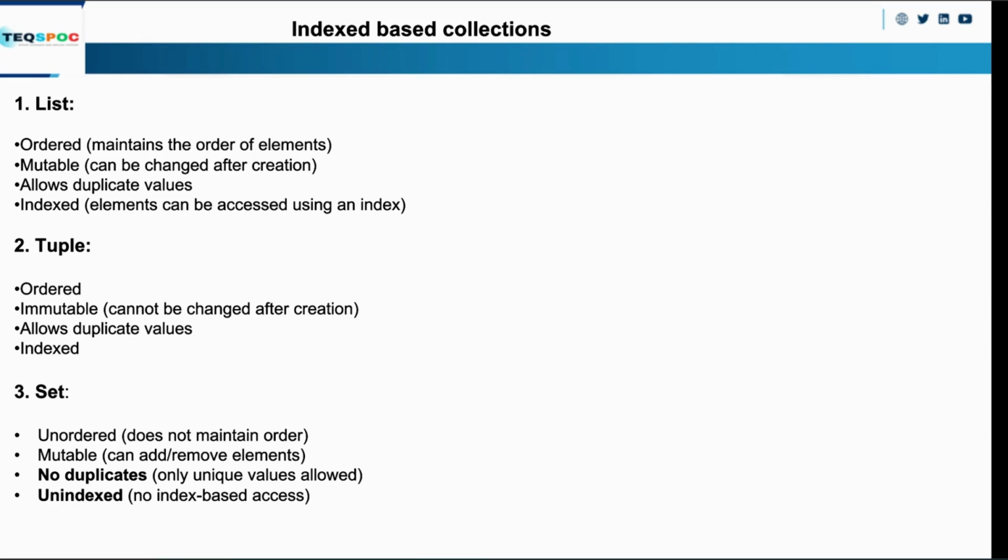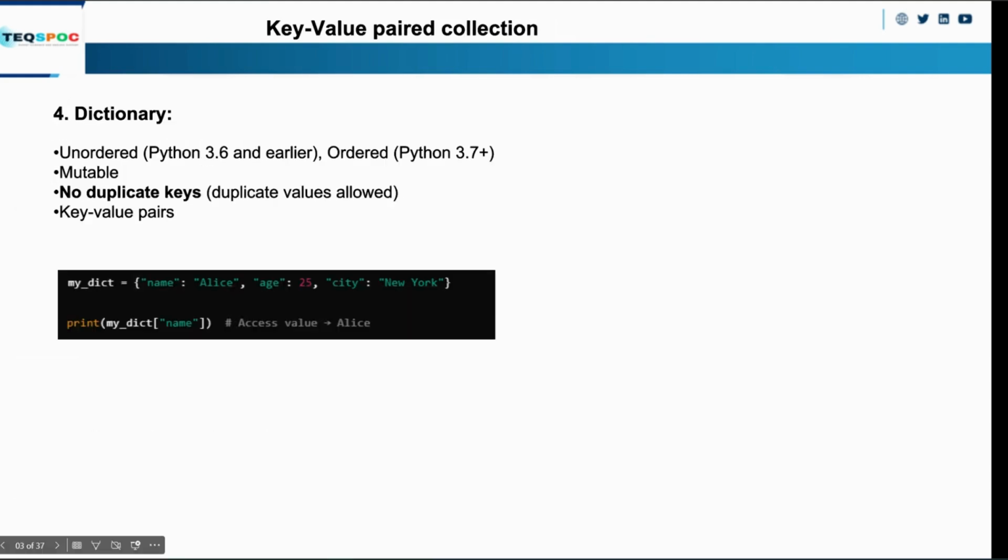Okay, so this is about all the linear sets. I won't call it linear, I would say single element collections: list, tuple, and set. And the last one, different from the other three, is the dictionary.